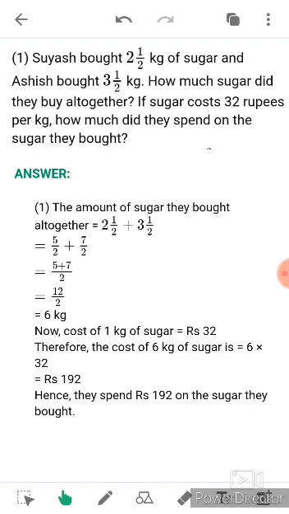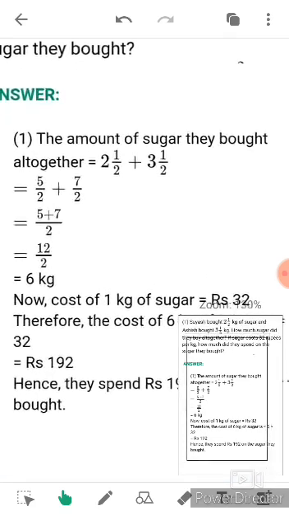Here the denominators are the same, so there is no need to change the denominator. So these are like fractions. Now 5 plus 7 is equal to 12, and the 2 stays as it is. Okay, so students, we can divide 12 by 2. So our answer is 6. So 6 kg is our answer.